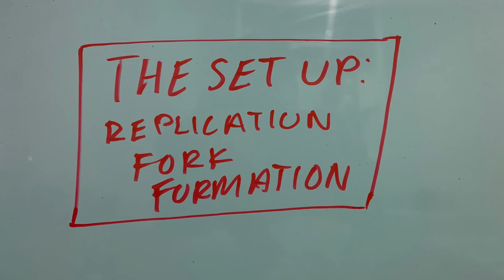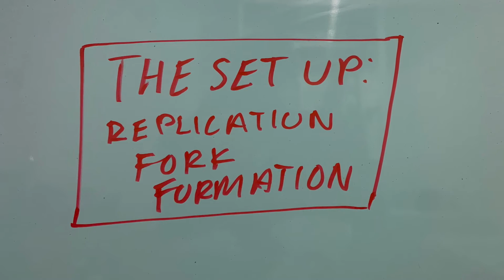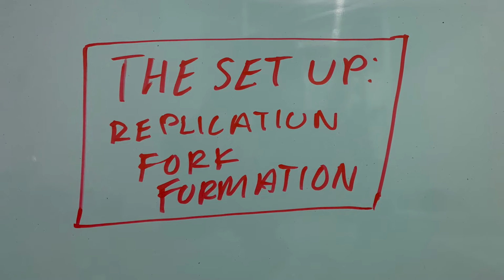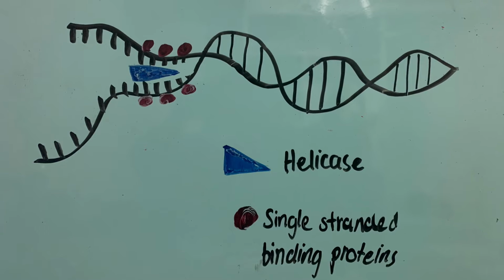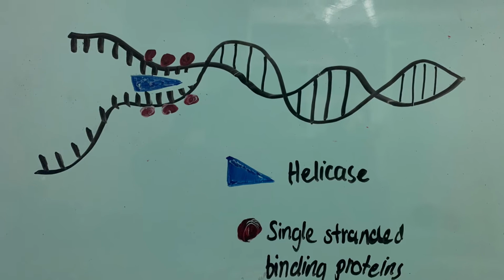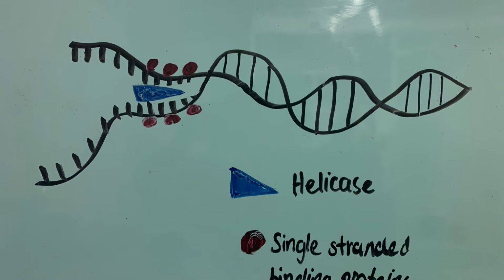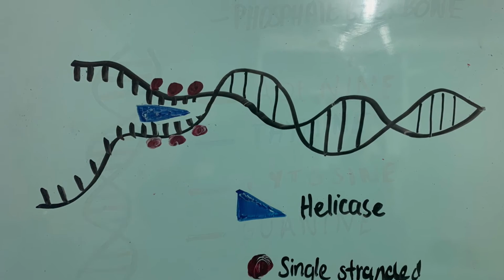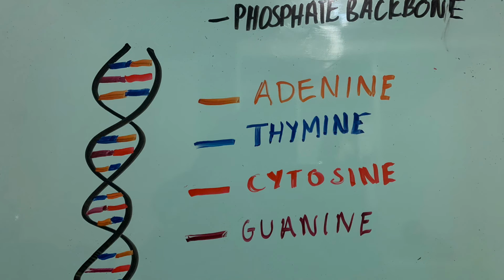The setup, replication fork formation. Before DNA can start to replicate, the double helix must be opened and unzipped from a double-stranded form into 2 single strands. The opening of the double helix is carried out by an enzyme known as helicase, which is able to break down hydrogen bonds, allowing the holding and pairing of the complementary bases of DNA together, which are adenine, thymine, cytosine, and guanine. A is pairing with T and C is with G.